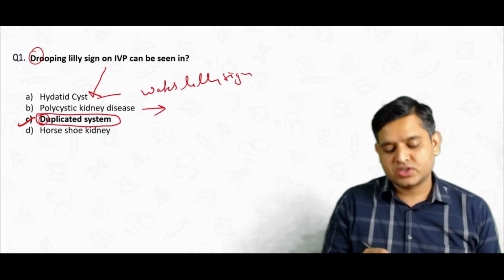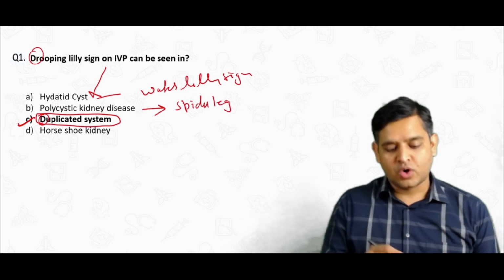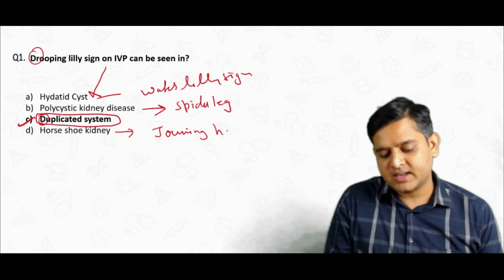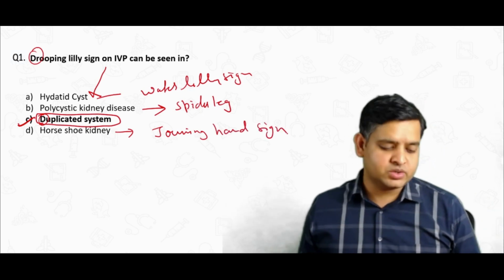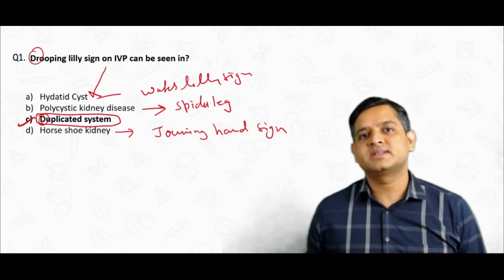Polycystic kidney disease shows spider leg appearance, whereas horseshoe kidney shows joining hand sign. Okay, so just remember that drooping lily is duplicated system.